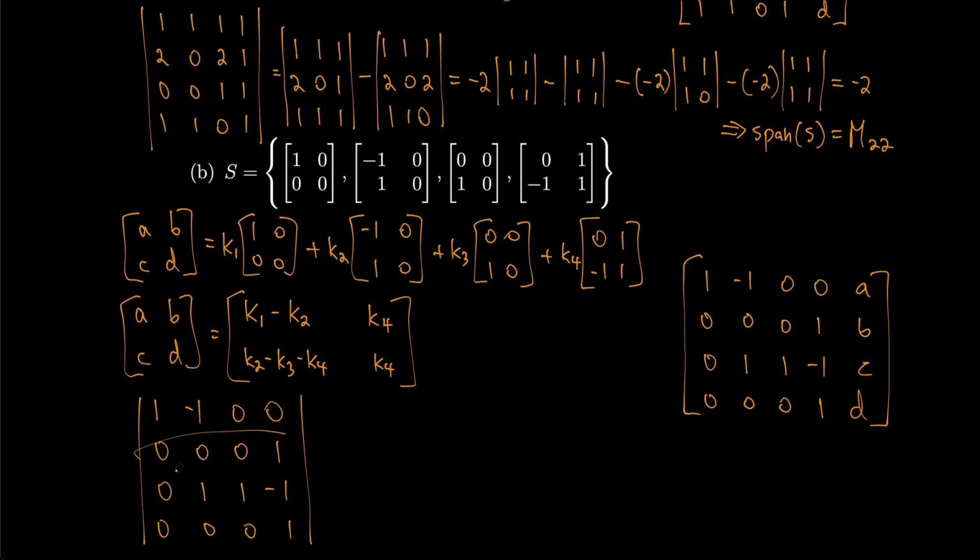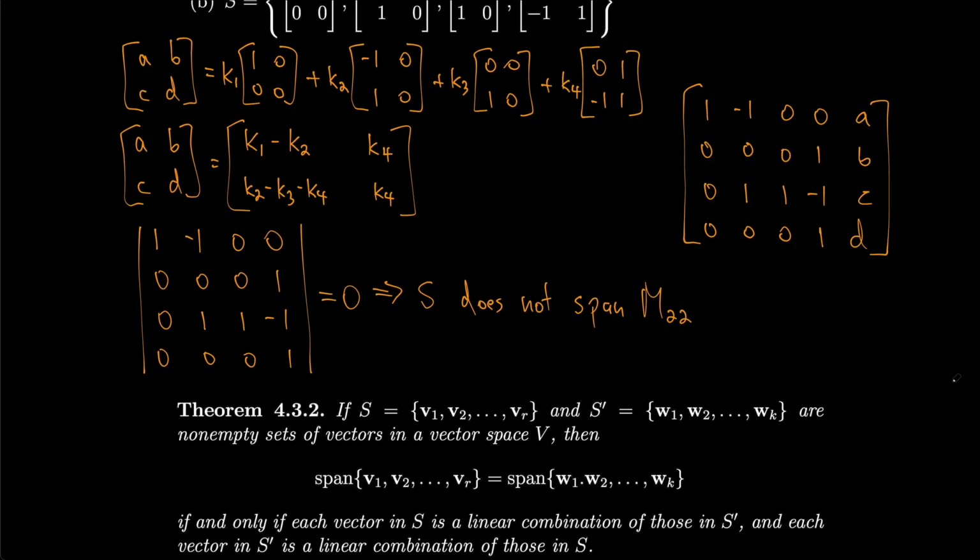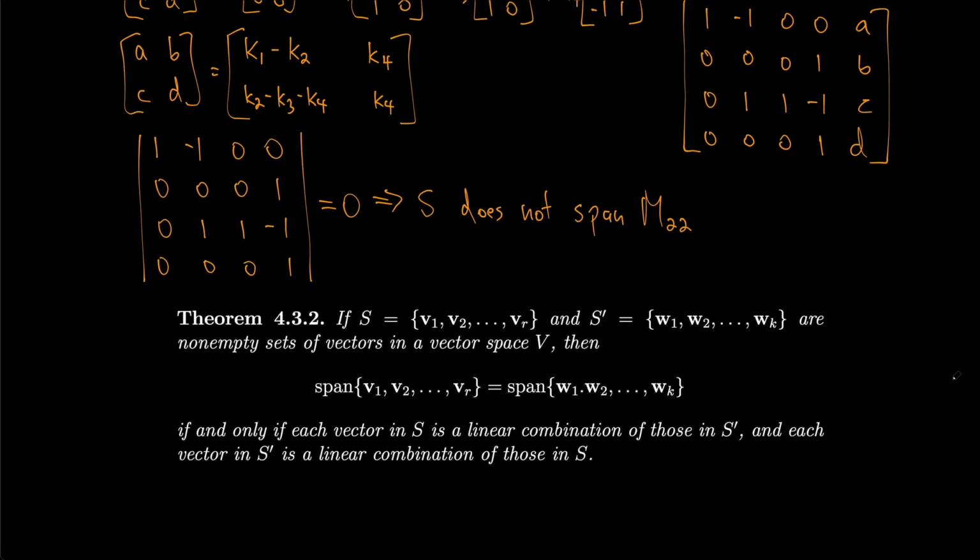Okay, notice I have a repeated row. So this determinant is 0. So that means that S does not span M22 in this case, because our system of equations is inconsistent for K1, K2, K3, K4.